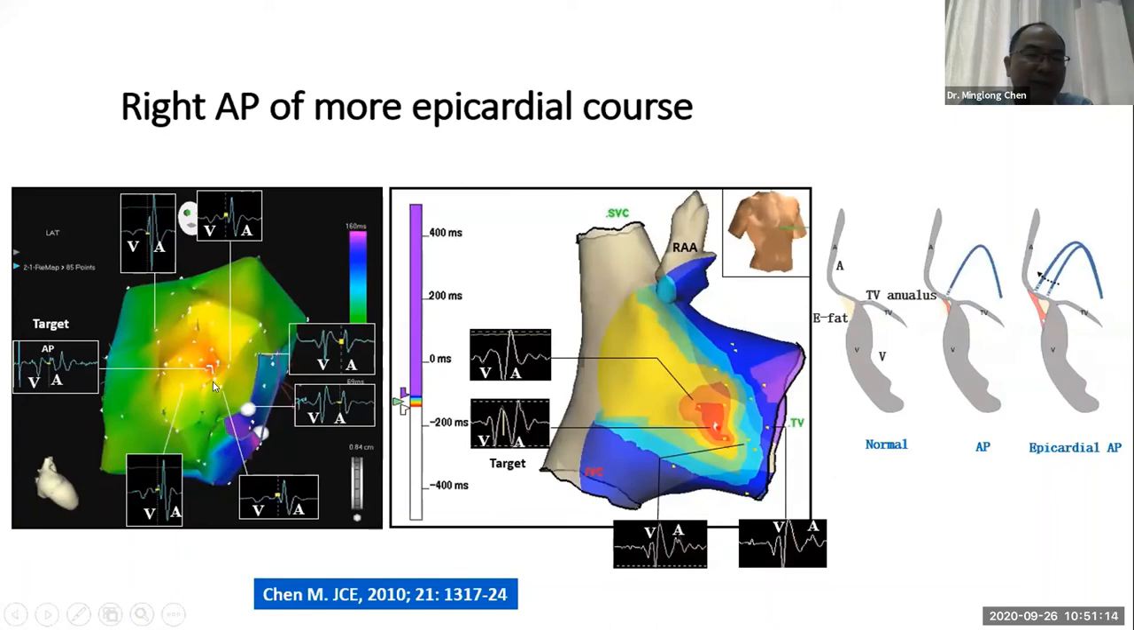So here's the other example. Also, the earliest activation point is here. But you can see this is V, this is A, this is the pathway potential, so this is the earliest activation point. But look at the annulus conduction, this is VA conduction. The conduction time is much longer than at this point. So this is really the epicardial insertion point to the right atrium. When you map along the annulus region, you cannot find a good target electrogram.